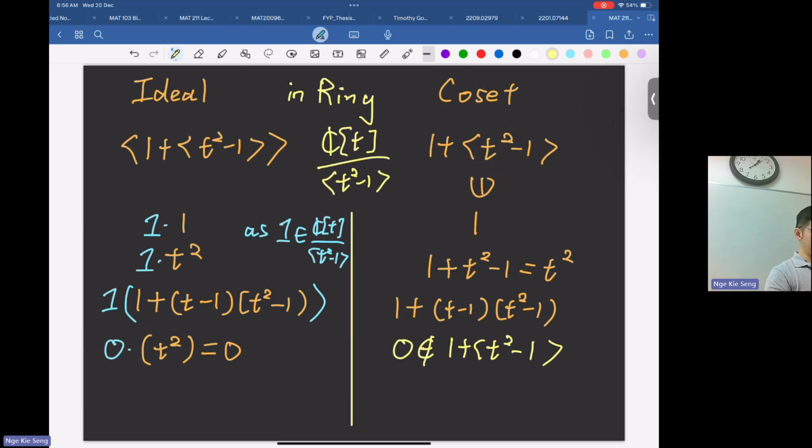Can you have 2 in the ideal or the coset? Both? Yeah, can you have 2? It's a very good question. I think you don't have it in both. Where is 2?